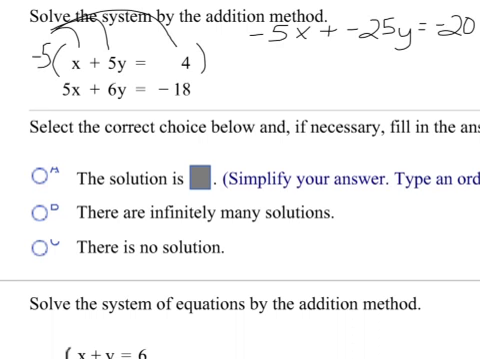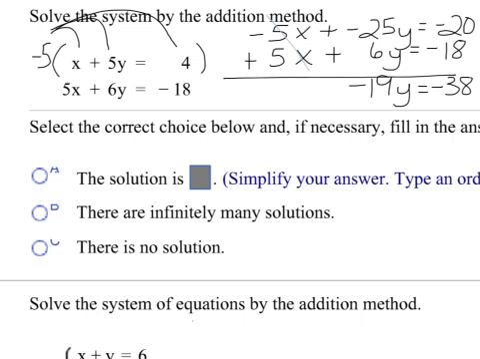So after multiplying everything by negative 5, I've got negative 5x plus negative 25y equals negative 20. Now I'm going to add my second equation to that. This time my x's are eliminated, and negative 25y plus 6y is negative 19y. Negative 20 plus negative 18 is negative 38. Then I'll divide by negative 19 to get my y value. So my y value is equal to 2.